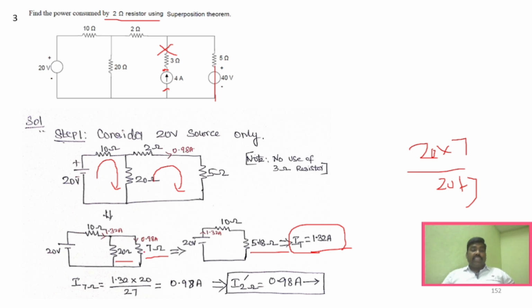So if it is this resistor, that is this 2 and 5 has become 7. So the opposite resistor will be 20, correct? So according to the current division rule, it is 1.32 into 20 divided by 27. We will get the current as 0.98 and you can see the direction. The direction is this side, right? So we get 0.98.